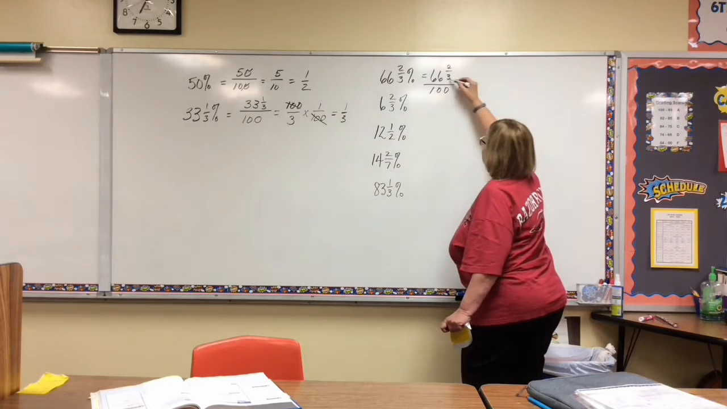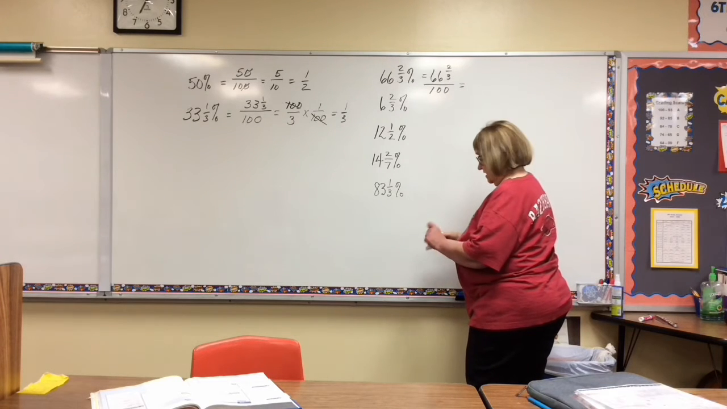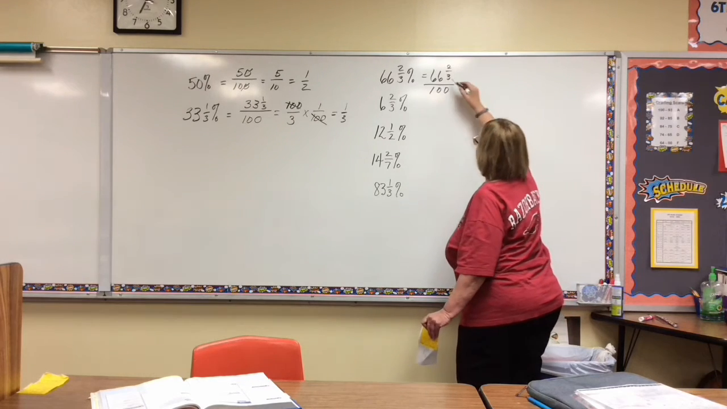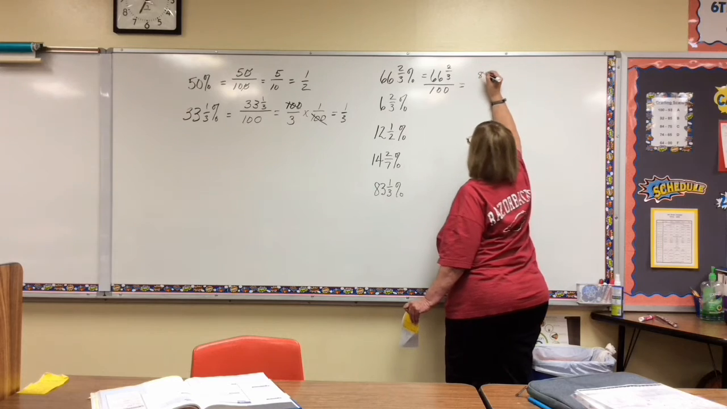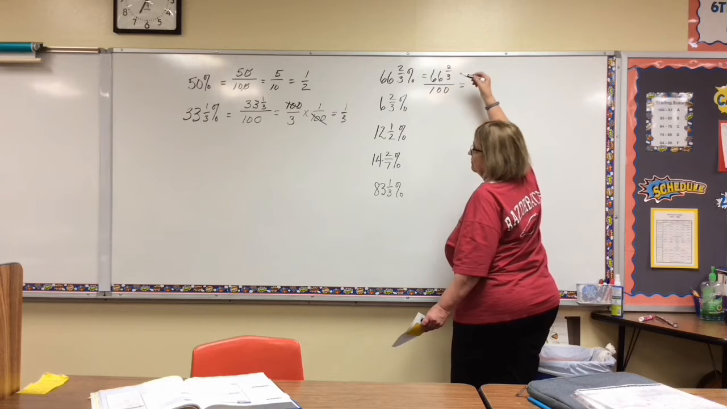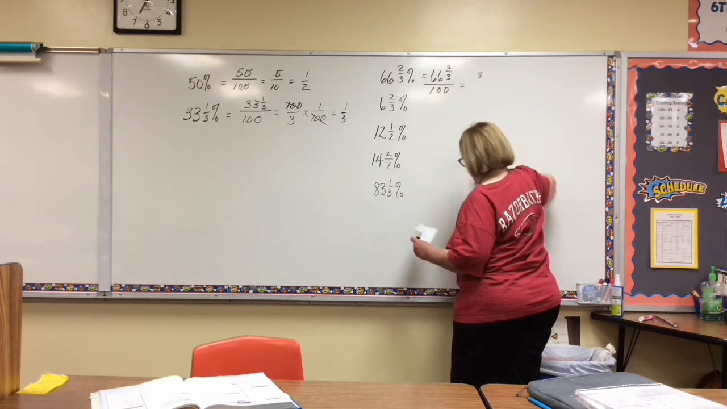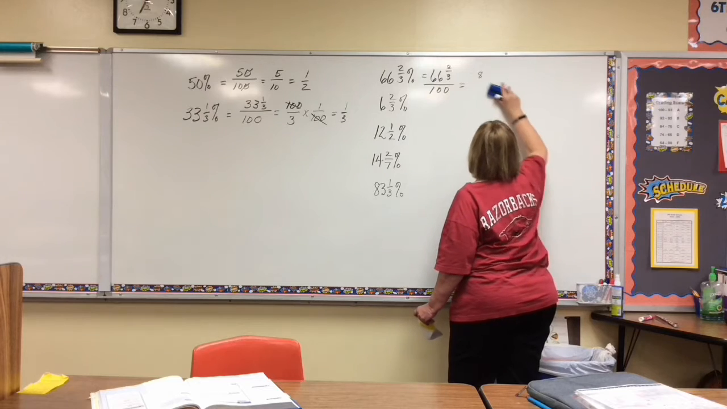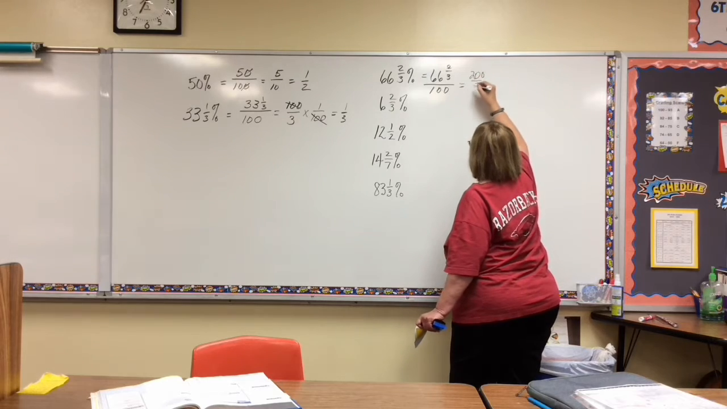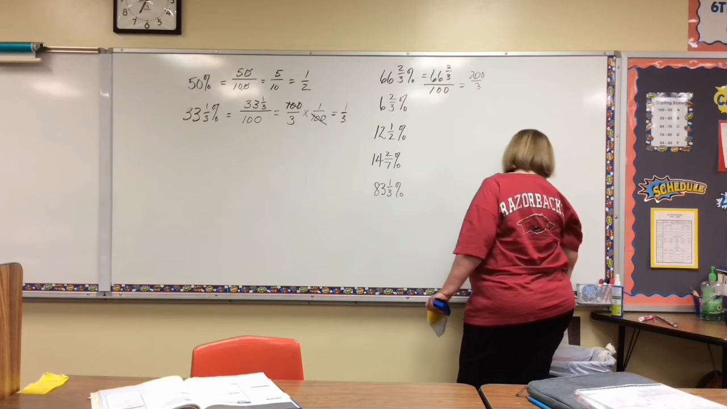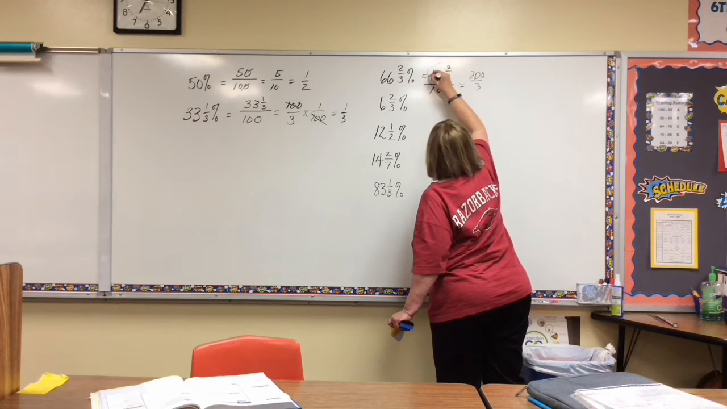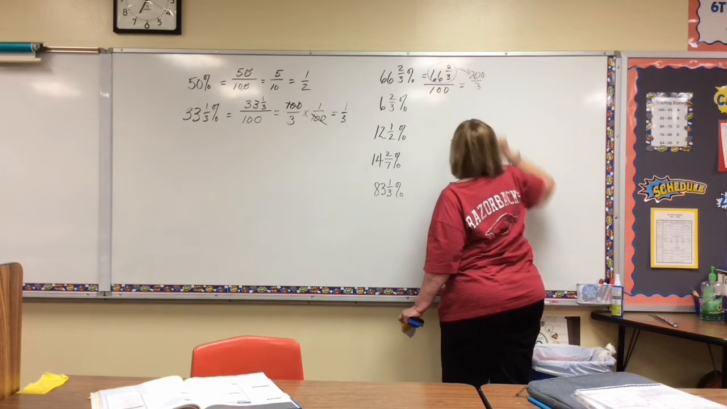Now, 3 times 66 is 198. 3 times 6 is 18, carry 1. 3 times 6 is 18, and 1 more is 19, plus 2 more is 200. So that's 200 thirds. Okay, that's this. Let me use a different color here. That's this number converted to the numerator.